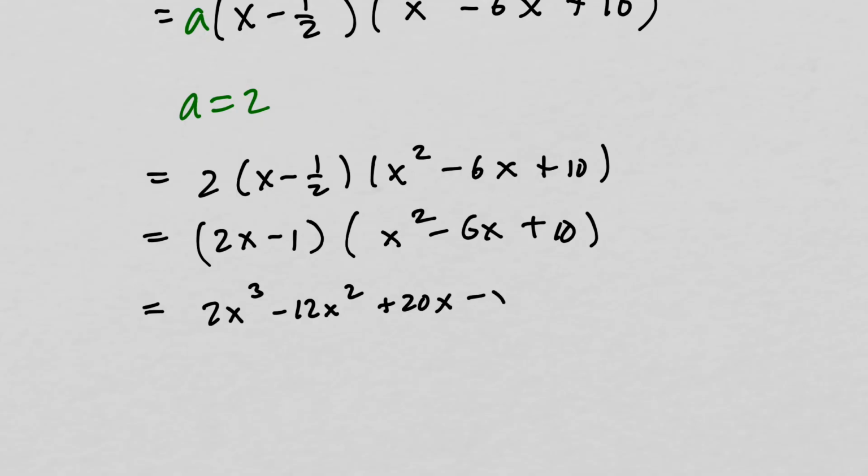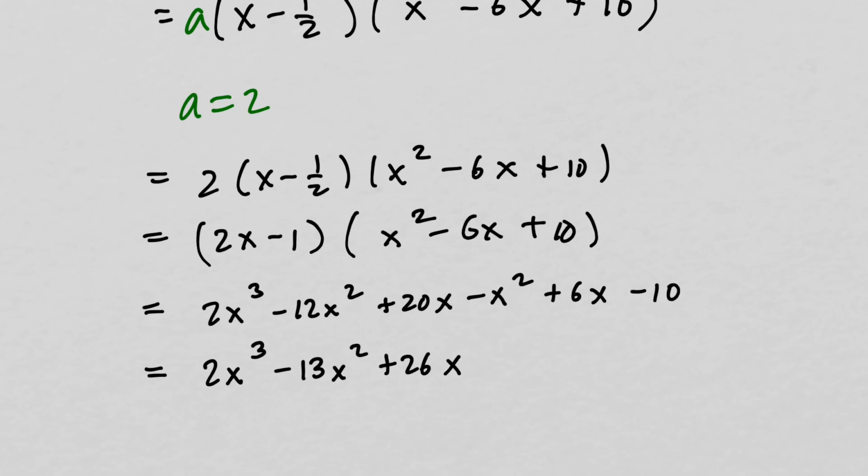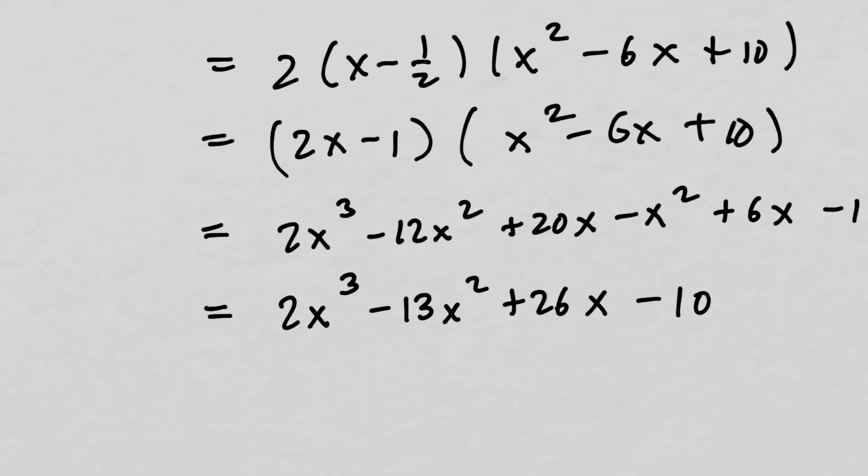Negative 1 times x squared is negative x squared. Negative 1 times negative 6x is positive 6x. And negative 1 times 10 is negative 10. And then combining like terms here, we have the following. And so this is my p of x.